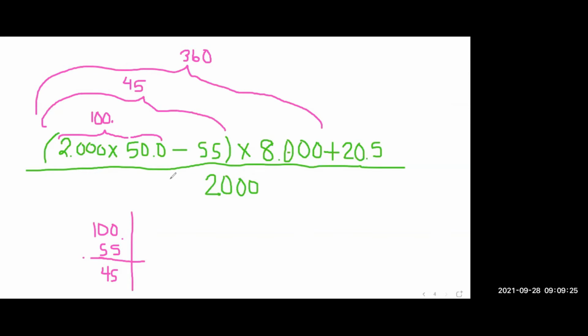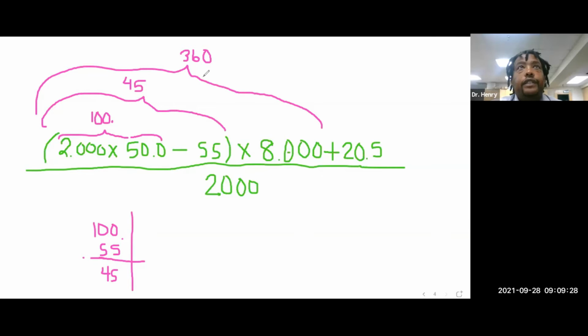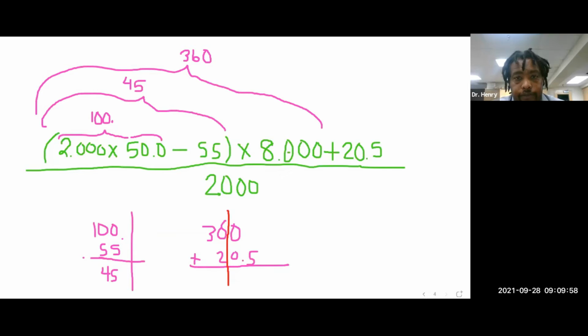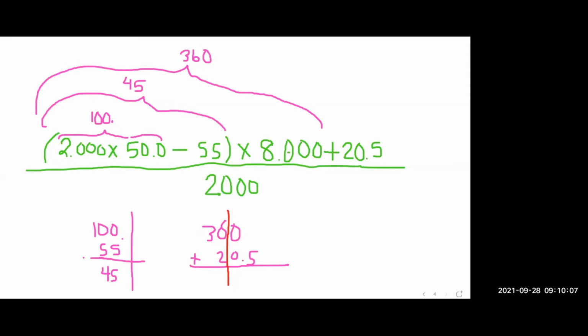Okay, so now we have 360 plus 20.5. So where do I draw my lines? For the first number, where would the line be drawn? After the 6. And for the last number? After the 5. Okay, so which one am I going to use? The red or the green?